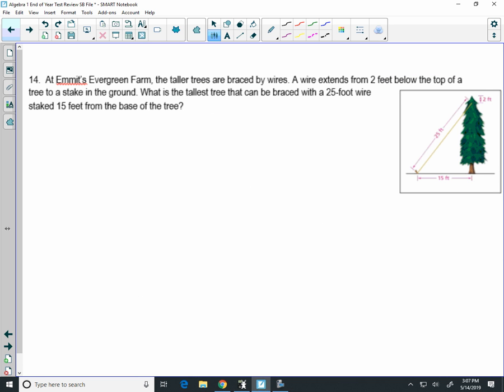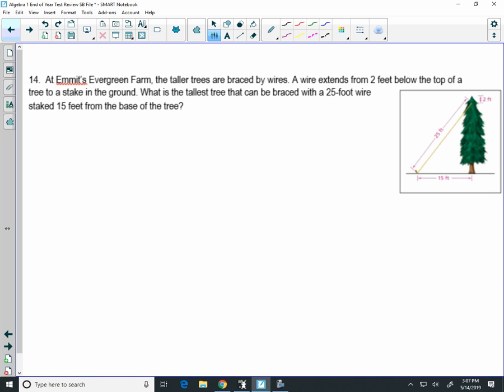The thing that I always do with word problems in geometry is read it, draw a picture if no picture is given, and then I make sure I go back and read it again when I think I've got the answer to make sure I've answered it fully. So at Emmett's Evergreen Farm, the taller trees are braced by wires. A wire extends from 2 feet below the top of the tree to a stake in the ground. What is the tallest tree that can be braced with a 25-foot wire?